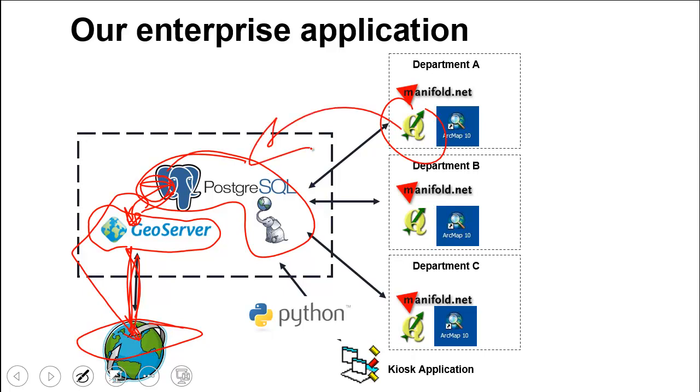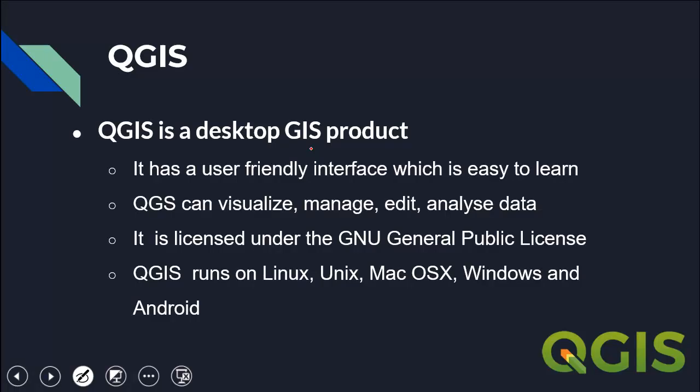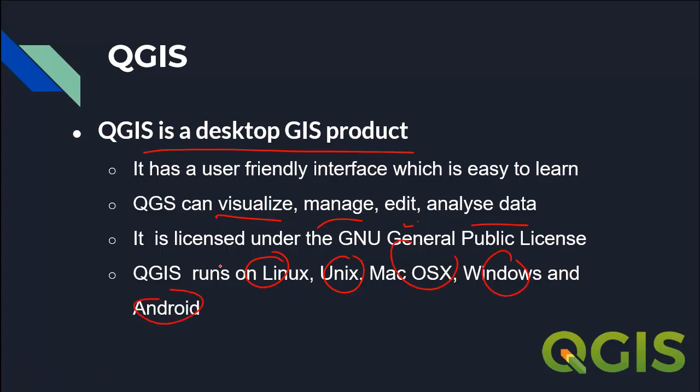So let's dive into the first part of our stack, which is the desktop and QGIS. So QGIS is a desktop GIS package. It has a very user-friendly interface that you can learn from, and with it you can visualize, manage, edit, and analyze data, and especially spatial data. What's really interesting about QGIS, of course, is that it's open source, running on Linux, Unix, Mac, Windows, and Android operating systems.